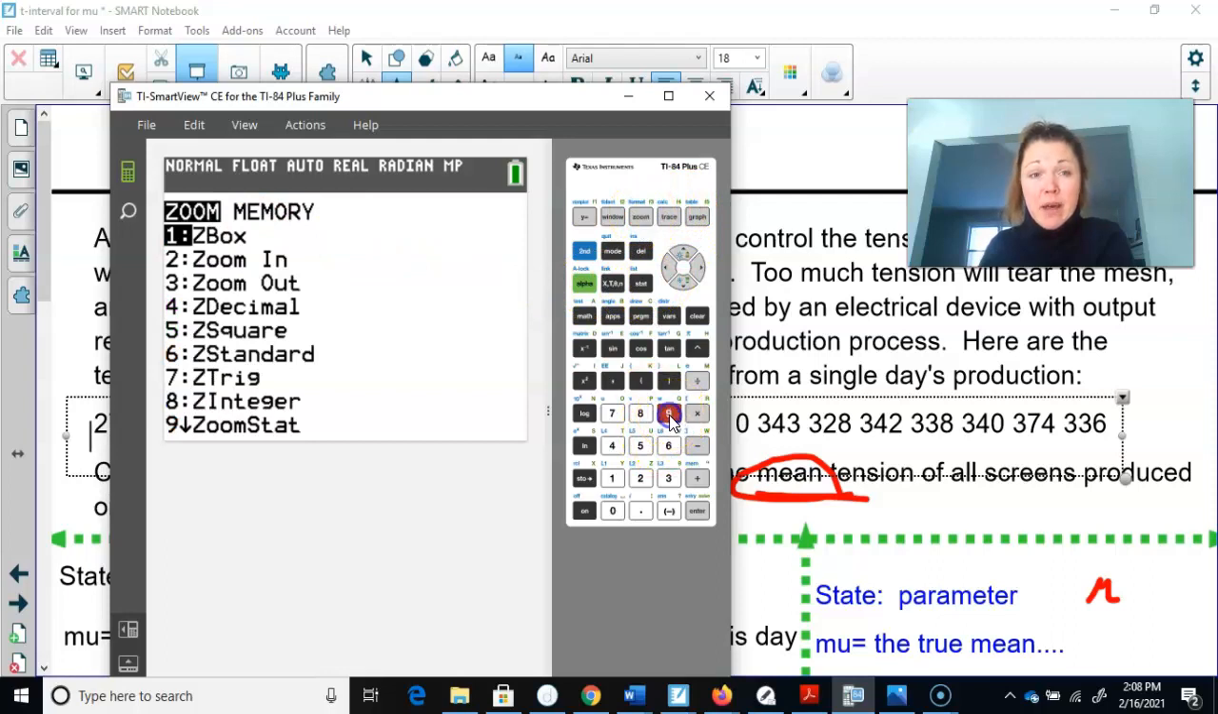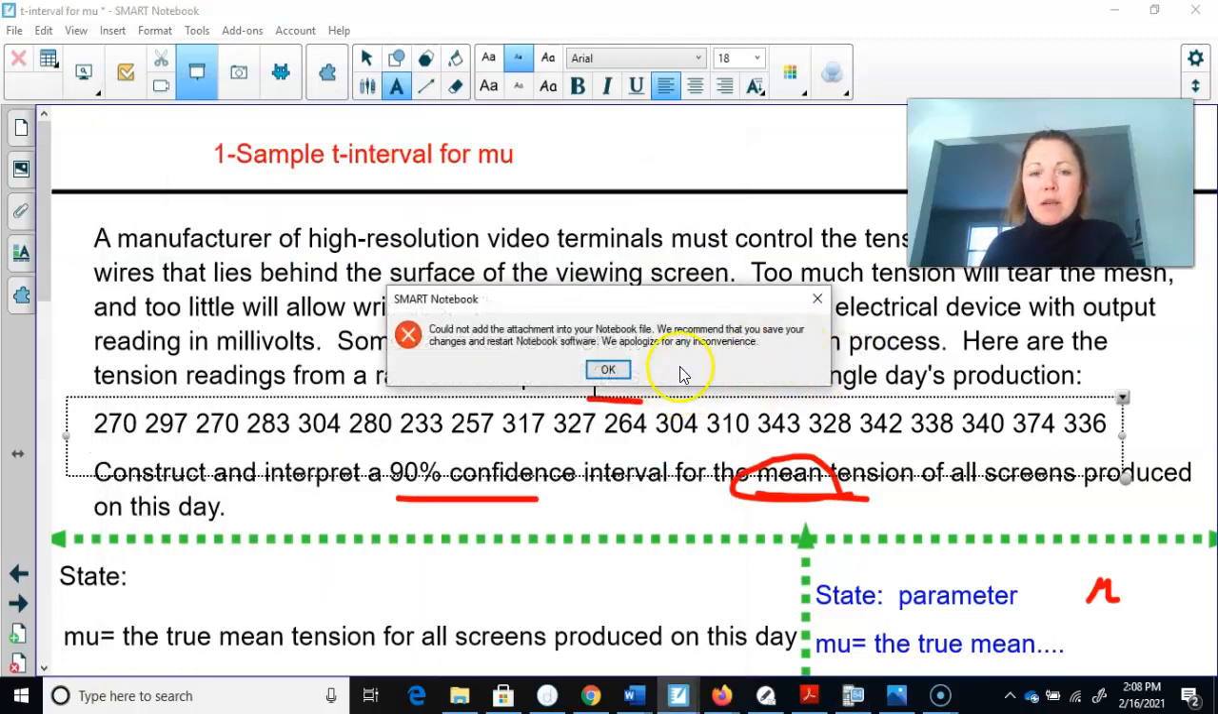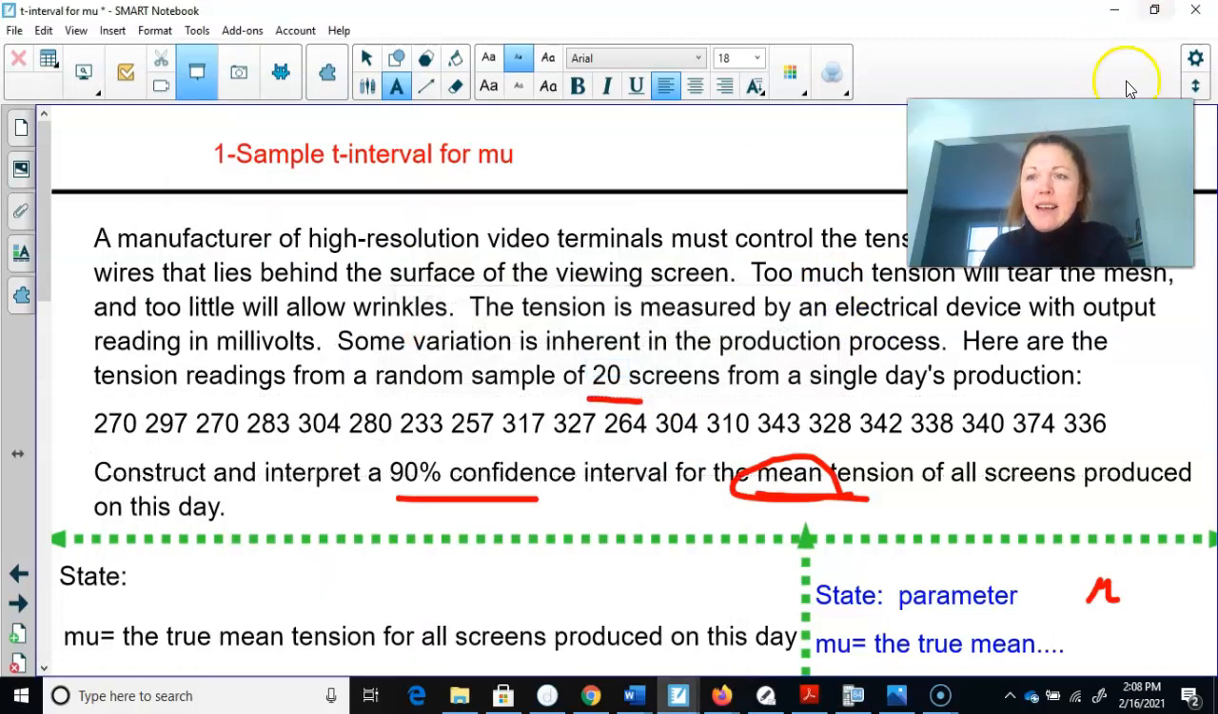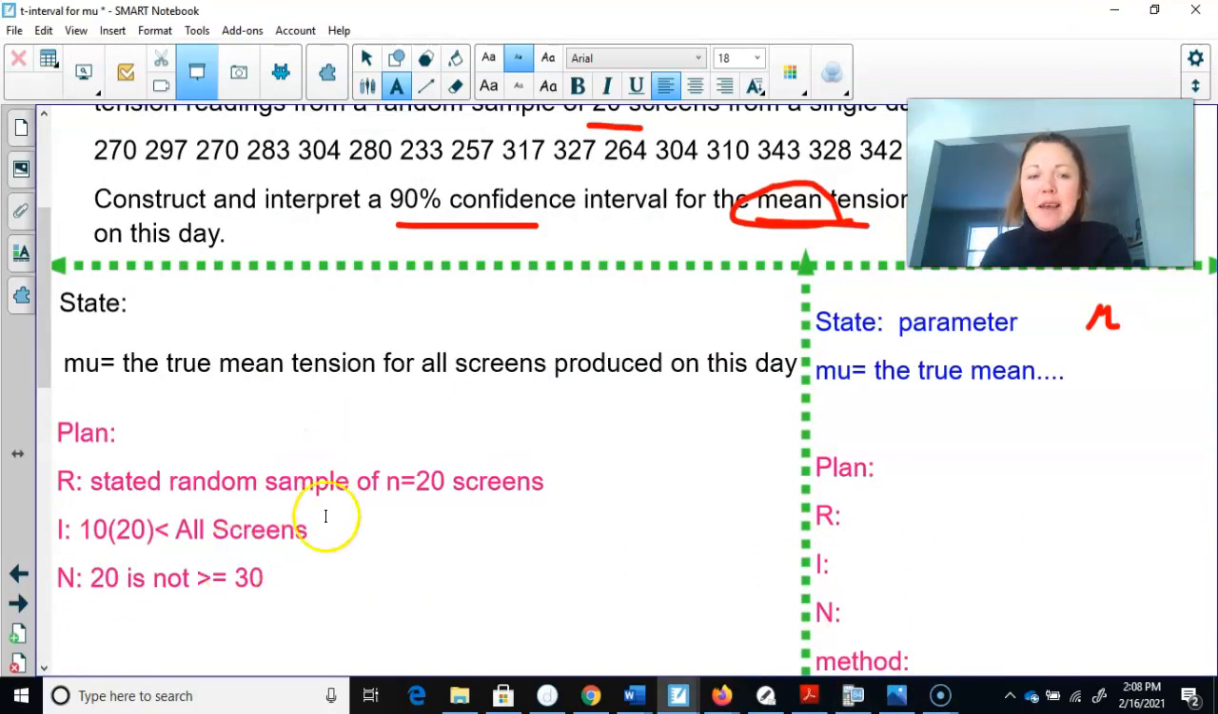Now, when I go to zoom and I hit 9, you can see my graph, okay? And what we actually do need to do in this step when we do graph it, oh dear, I couldn't add it. That's a bummer. That's okay. When we do graph it, guys, we need to actually show the sketch of it.